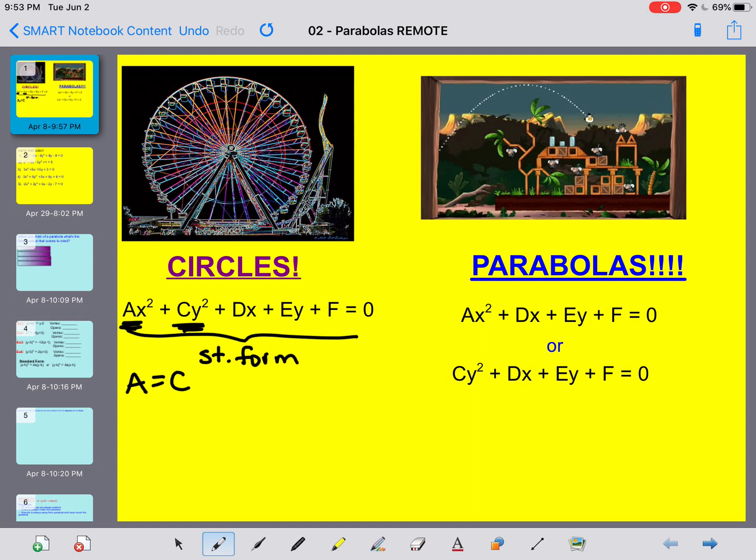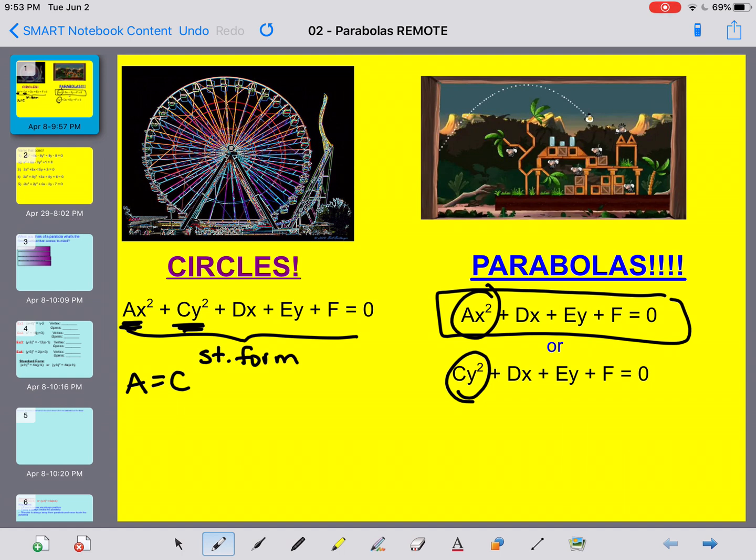For a parabola, there are two different standard forms, because depending on which variable is missing will change which way the parabola opens. So one option is you could have this first equation here. Notice what's different is that there's no y squared term. So there's only an x squared term. Or in the second scenario, there's only a y squared term. There is no x squared term.